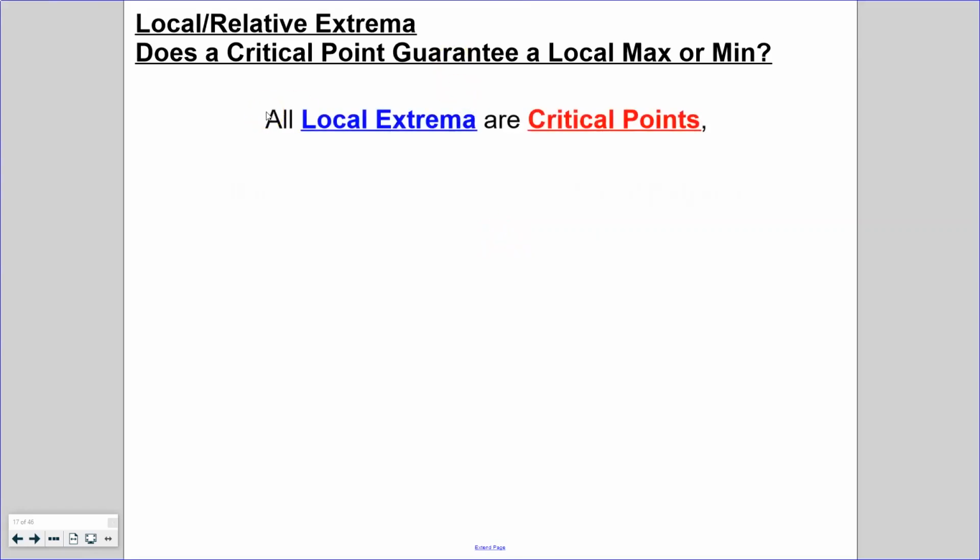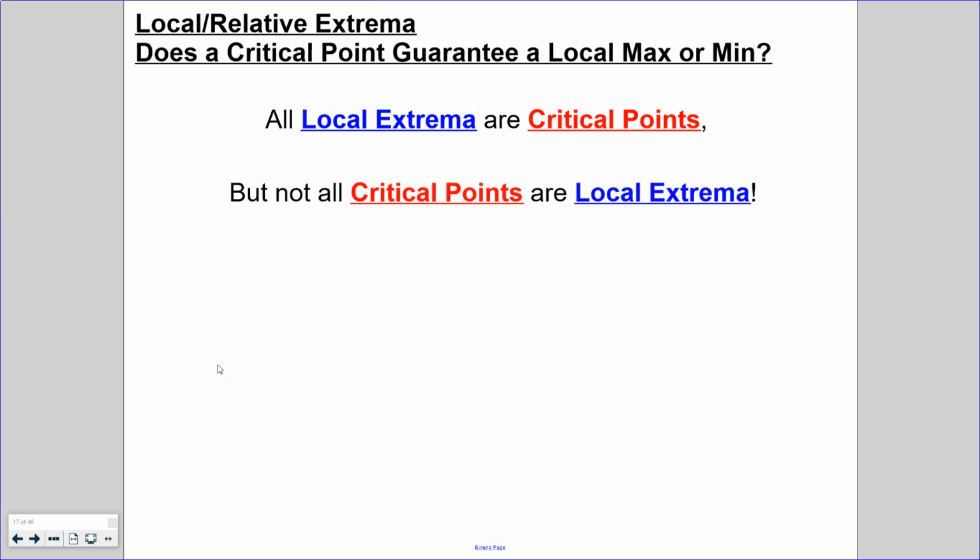So, we know that all local extrema have to be critical points, because you can't have a max or min without there being a horizontal tangent line or a vertical tangent line. However, as we just pointed out with those two situations, just because they're a critical point doesn't mean that they are local extrema. So, local extrema are critical points, but critical points are not necessarily local extrema.